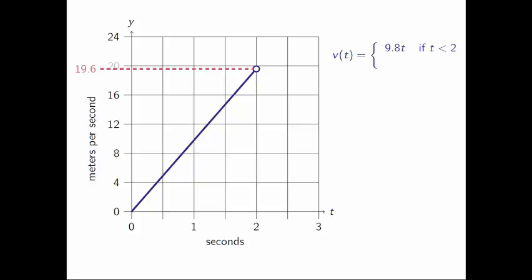However, it's not falling at 2 seconds. At 2 seconds, it hits the ground. So let's say starting at 2 seconds, its velocity is 0. Now this might not give the exact velocity of the sack, but it's a good enough model for us. So here's a question that I want you to think about for a second. When is the sack falling the fastest?